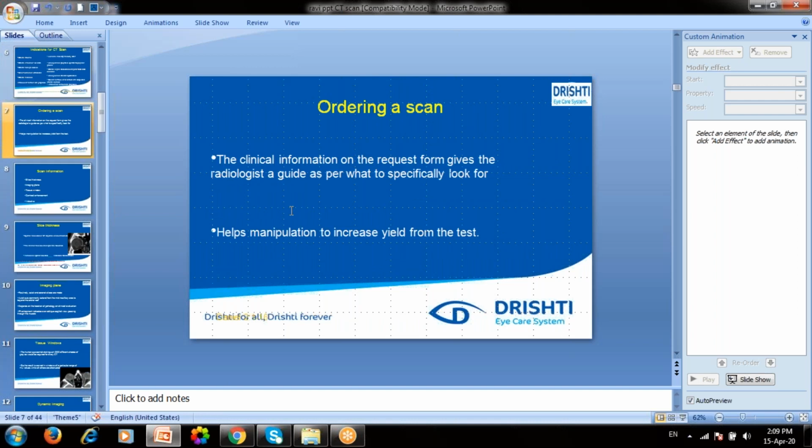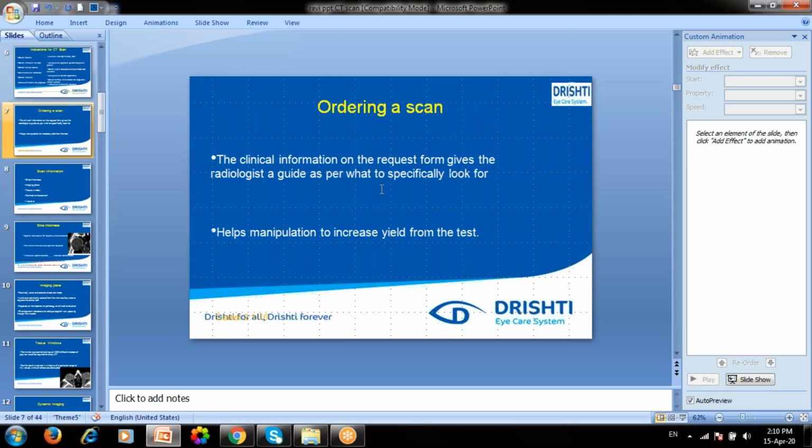Ordering a scan. While ordering the scan, we should not send for CT scan in all cases. Send where your clinical evaluation is not so clear or you are confused with the diagnosis. In that case you can send for CT scan and tell the radiologist the portion where you want the report, like if you feel it is a proptosis. How can proptosis happen from the posterior side? If any mass is there in the posterior orbit, it will cause proptosis.